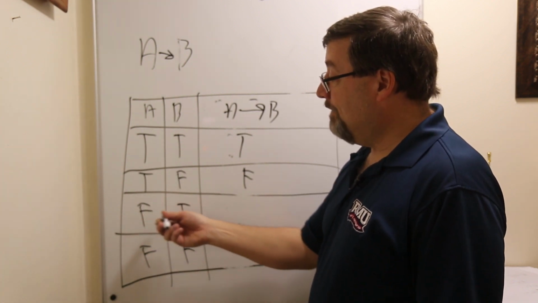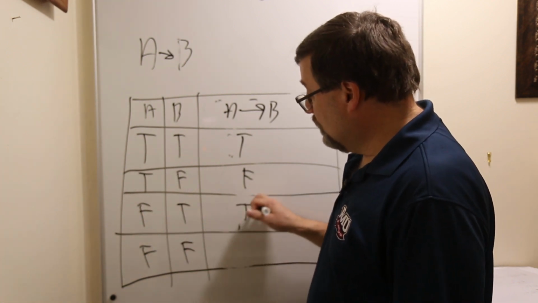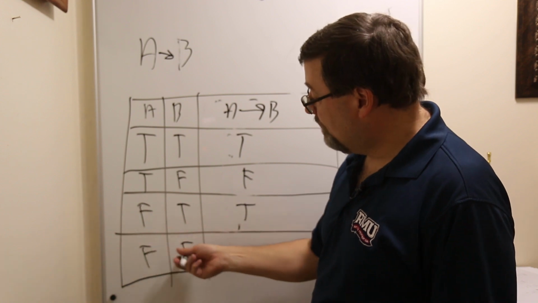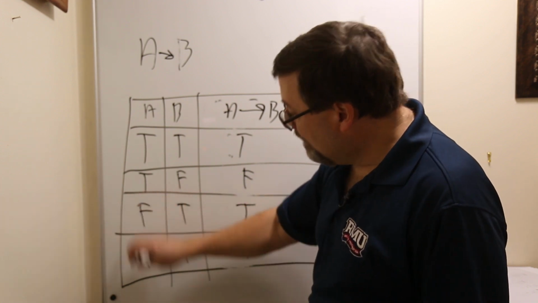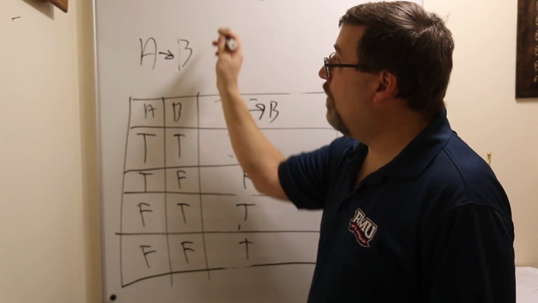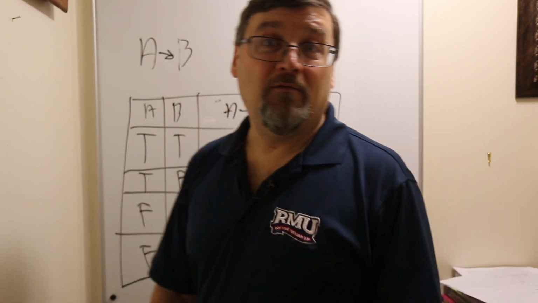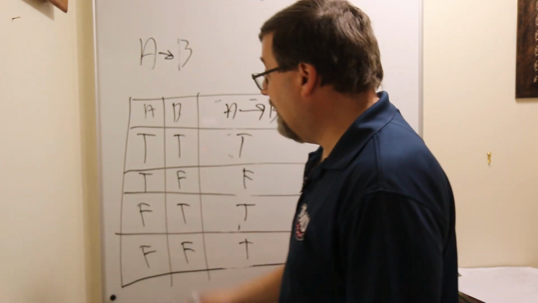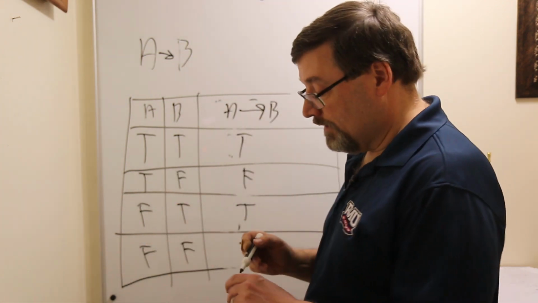If A is false and B is true, it's still true. And if A is false and B is false, it's still true. If A is false, the whole statement is true for an if statement, just an if statement. So this is the one you're going to have to memorize. This one is the hardest one to do.